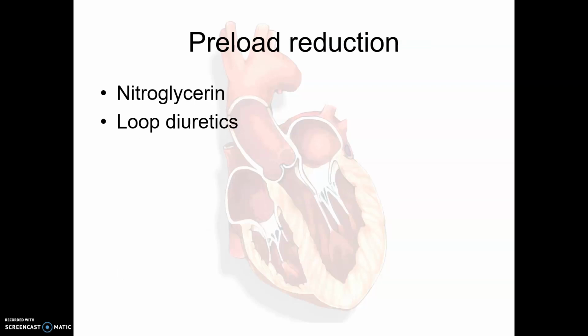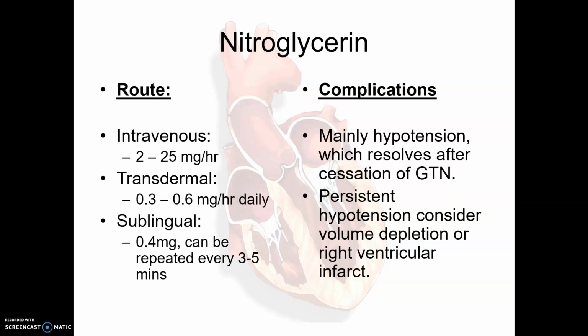The mainstay of treatment of acute left ventricular failure is reducing preload using either nitroglycerine or loop diuretics. Nitroglycerine is a powerful venodilator that can be given intravenously, transdermally, or sublingually. In all three formulations, the initial effect is to cause venodilation and reduce venous return, thus reducing preload and improving cardiac output through this mechanism.